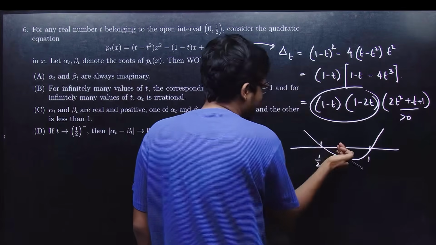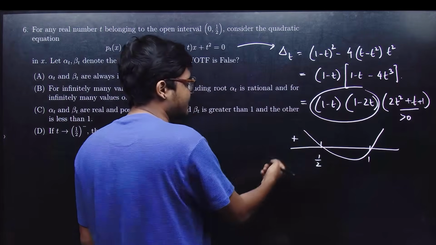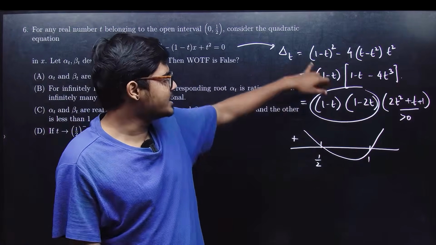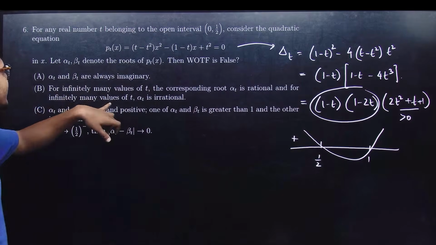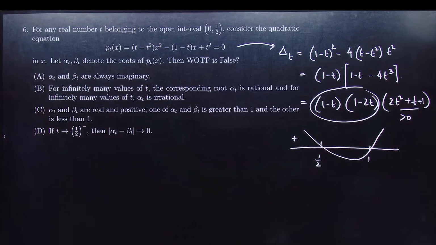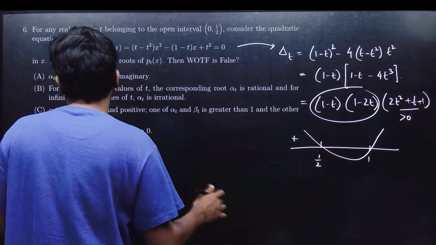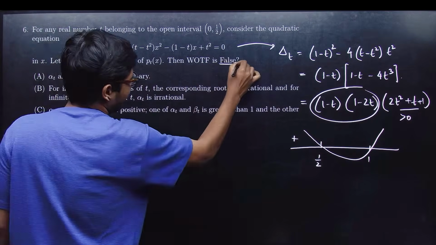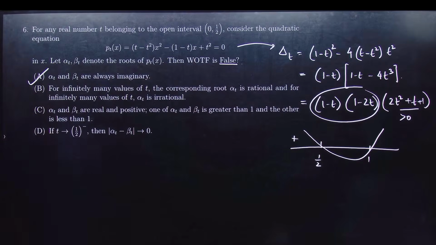So if you observe, for any value less than half, this function is going to be positive, right? So delta t is positive, hence for t in this interval, you can say that alpha, beta are not going to be imaginary, right? They're going to be real. So option A is actually incorrect. And the question is, which of the following is false? So option A is going to be correct for us.